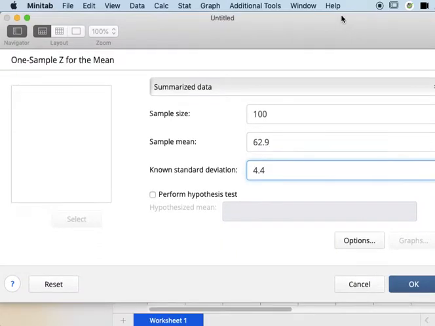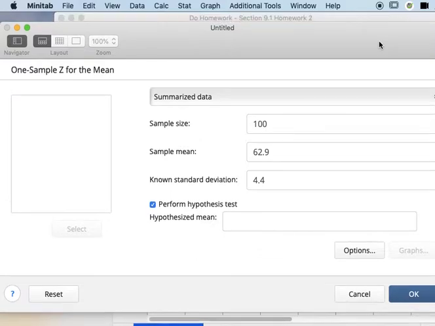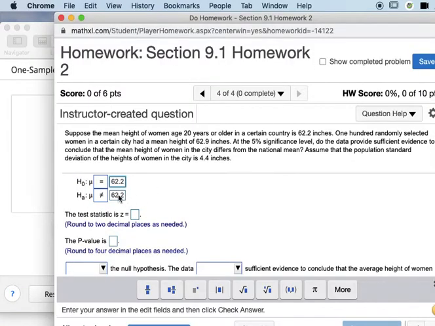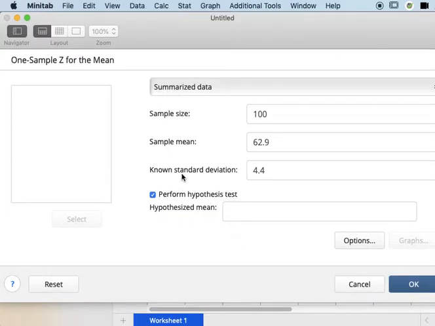Now, unlike with confidence intervals, since I'm doing a hypothesis test, I need to check the box that says Perform hypothesis test and enter the hypothesized mean. The hypothesized mean comes from my hypothesis. So my hypothesized mean here is 62.2. Whatever number you use in your hypothesis would go in this box.